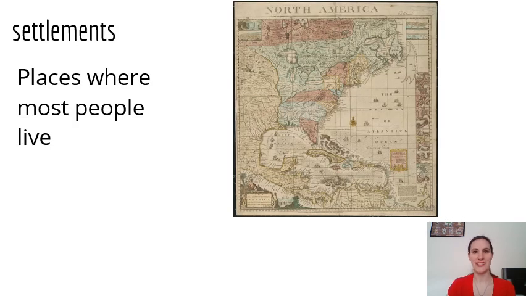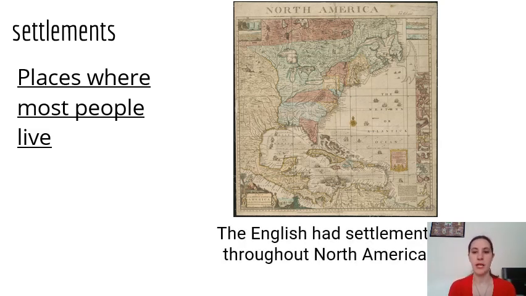The next word you need to know is settlements. The next word is awesome. Not to be confused with sediments. Settlements are places where most people live. The English had settlements throughout North America.